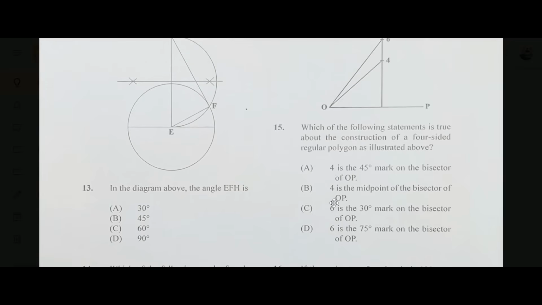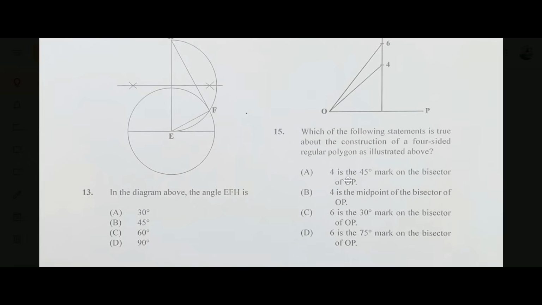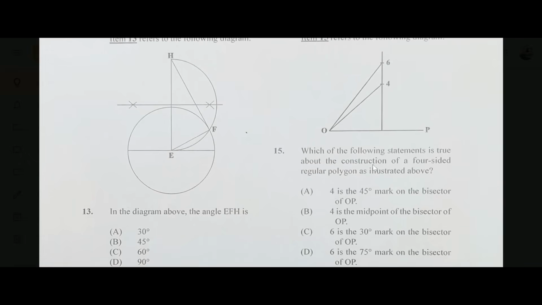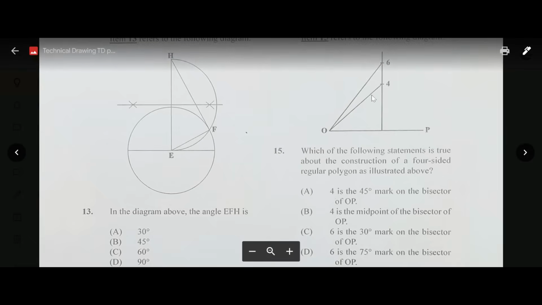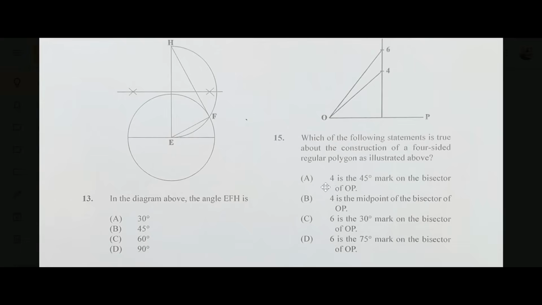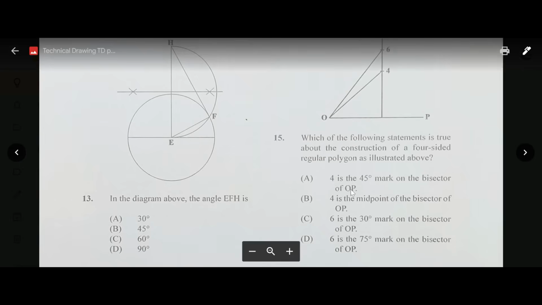Number 15. Which of the following statements is true about the construction of a four-sided regular polygon as illustrated above? The answer is A. 4 is the 45-degree mark on the bisector of OP, so number 15, A.